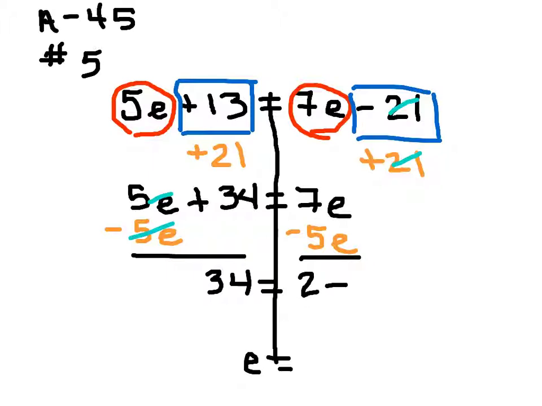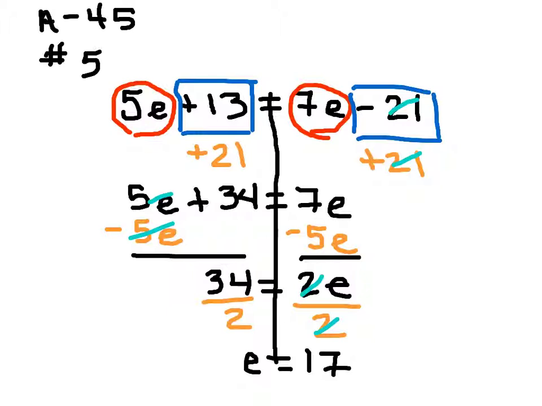is equal to, and on this side, 7e minus 5e gives me a 2e. Now the only thing I have left is I am multiplying my e by 2. So to undo that multiplying by 2, I'm going to divide both sides by 2. So let's go ahead and do that. I divide by 2, I divide by 2, and I'm going to end up with those two cancel. 2 over 2 is 1. 1 times e gives me e, and I have 34 divided by 2, and that's going to give me e is equal to 17.